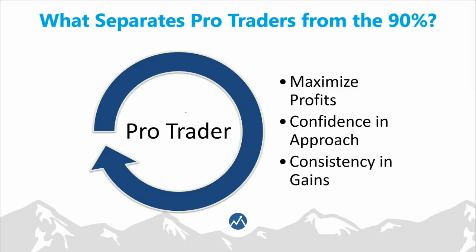Happens all the time. So a professional trader does a really good job of maximizing their return when the market gives it to them. The second thing is confidence and approach. In order to be a long-term successful trader or professional trader, you need to have confidence in your strategy and in the system. If you do not have faith or confidence in the tools that you're using and the strategy that you're using, you're not going to have the discipline that you need to trade when you're supposed to trade and pass when you're supposed to pass. All right. And the last thing is consistency in gains.